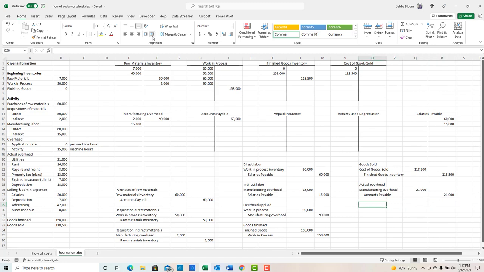For the next one we have, which is our rent, we're going to debit manufacturing overhead and credit accounts payable. So that amount was $16,000. For our repairs and maintenance, we're going to debit manufacturing overhead for the $3,000 and credit accounts payable.